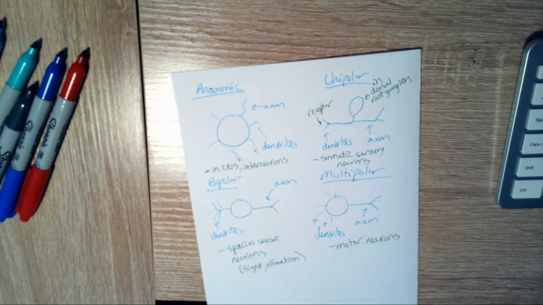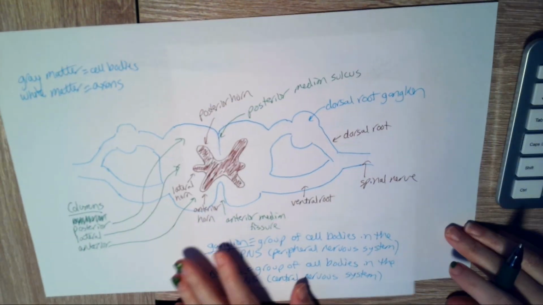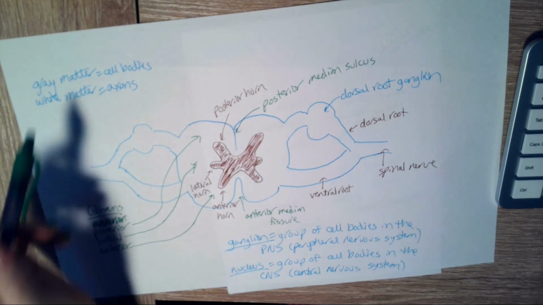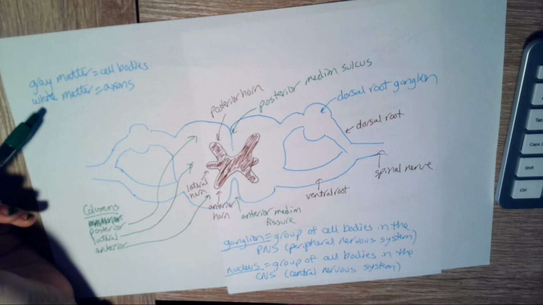So let's get into spinal cord anatomy now. So I have drawn a spinal cord here. Two things to think about before we get into the spinal cord itself: gray matter and white matter.